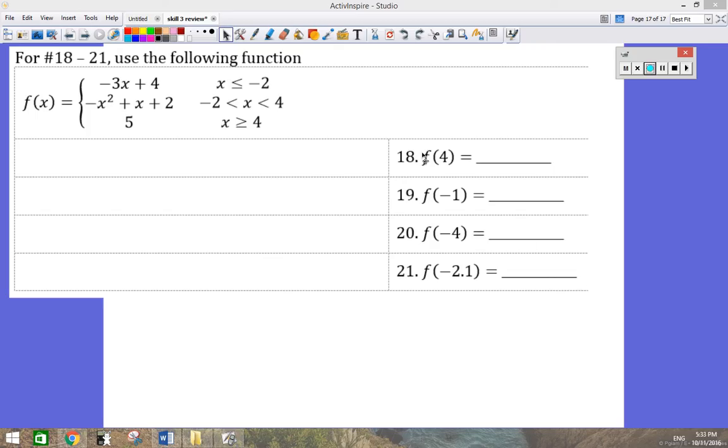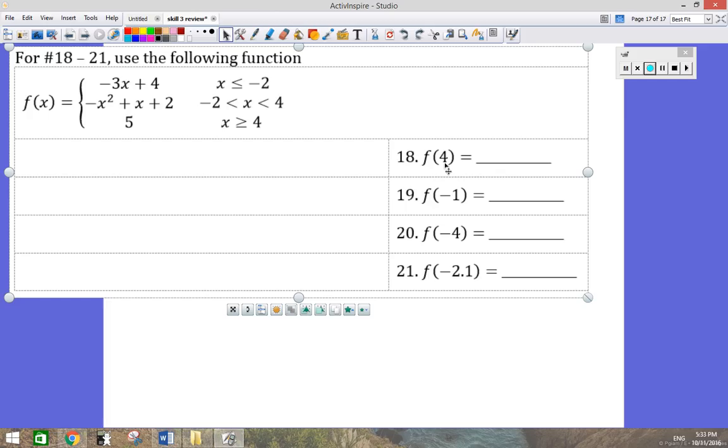We want to evaluate this function when x is equal to 4. The input is always from the domain, and it's always between the parentheses, and that's always the x value. Well, the problem is that when we look at this, we have several pieces, we have different equations to choose from. Which one is the correct one? We are only going to use one equation because if this is a function, every x should produce exactly one y value.